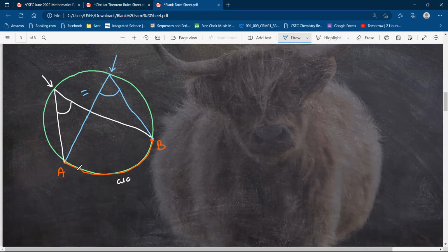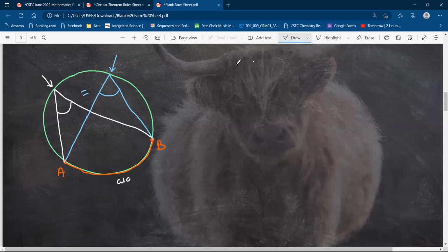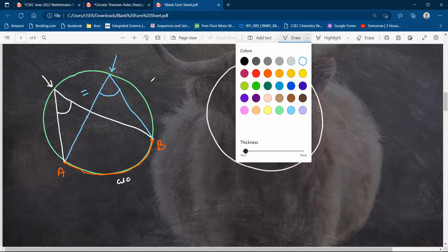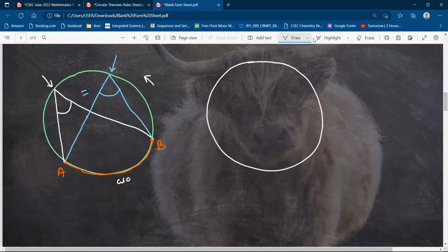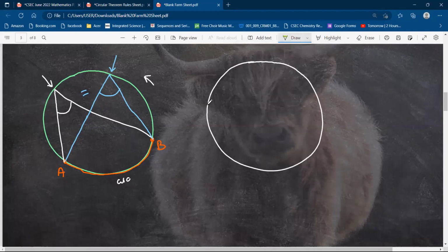Now, the thing about it, in my particular example, the arc is underneath. But do you think it will make any difference if I drew the circle or this scenario upside down? Let's say I turn this circle so that the whole scenario is upside down, right? It's not going to make a difference. Well, let me prove it to you.